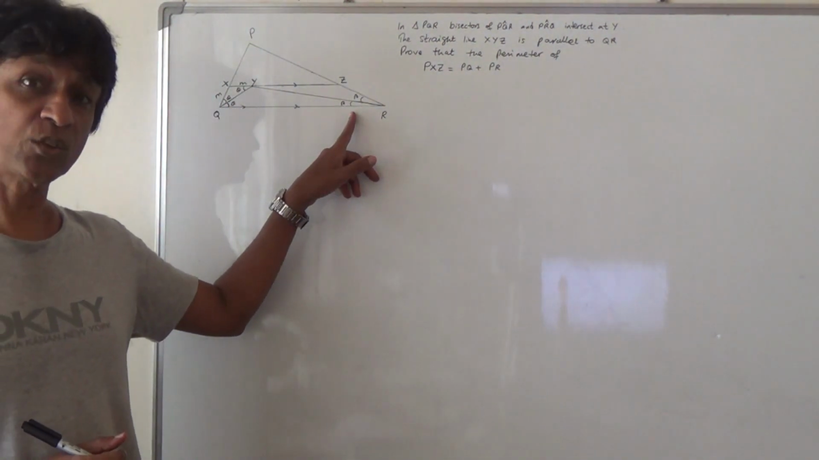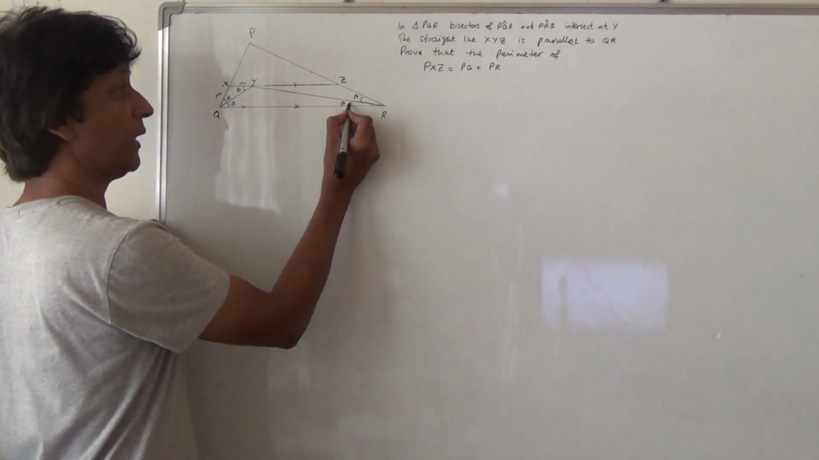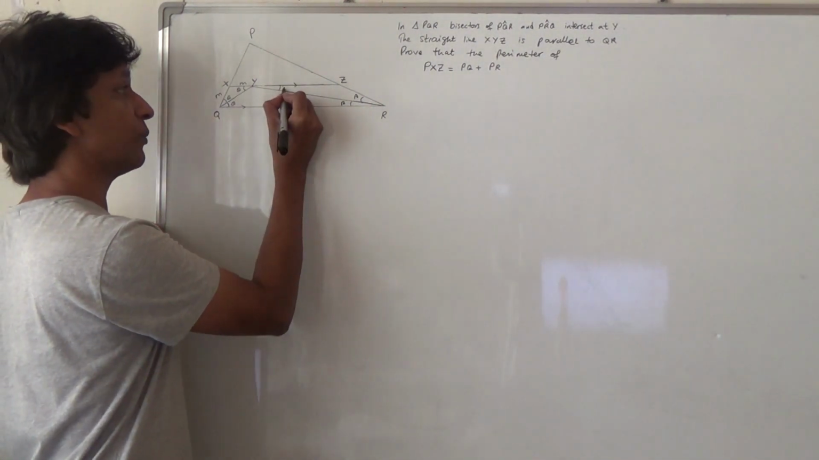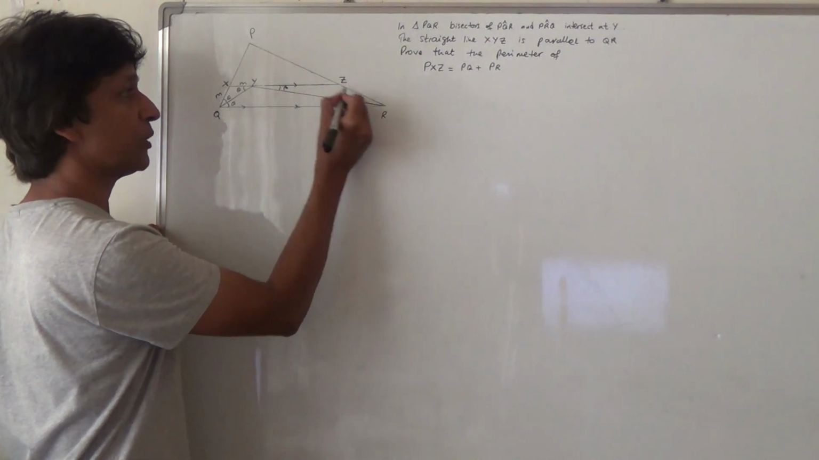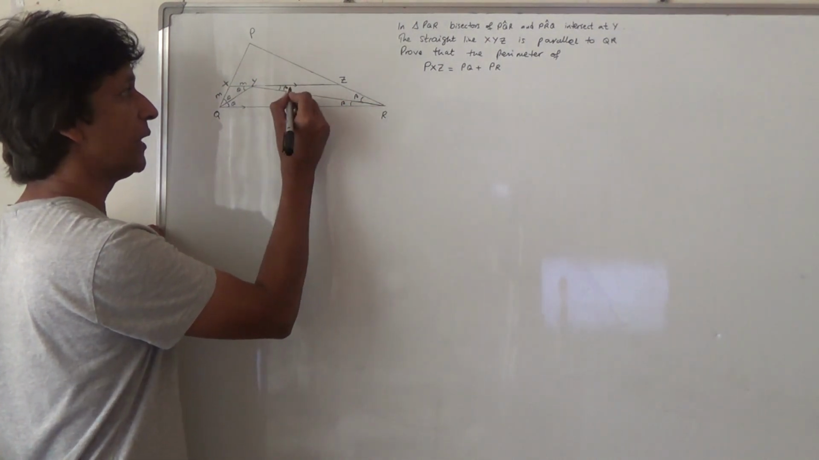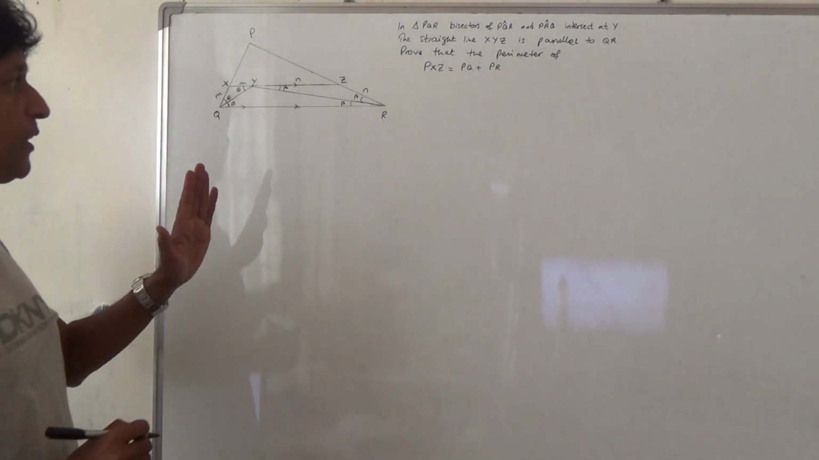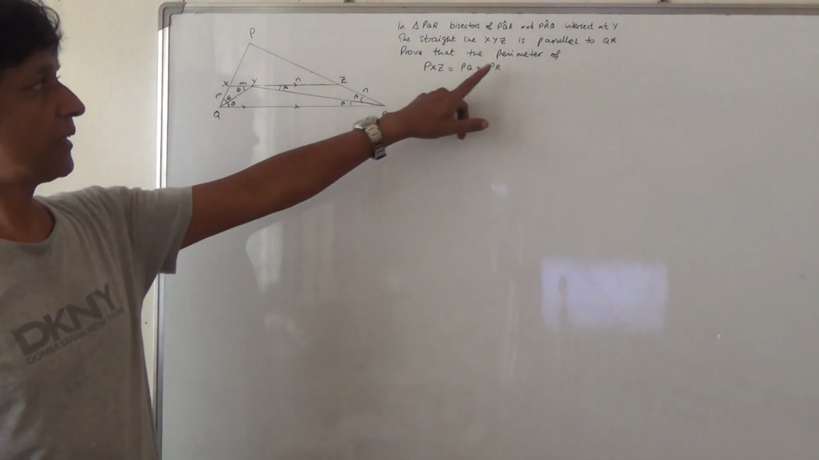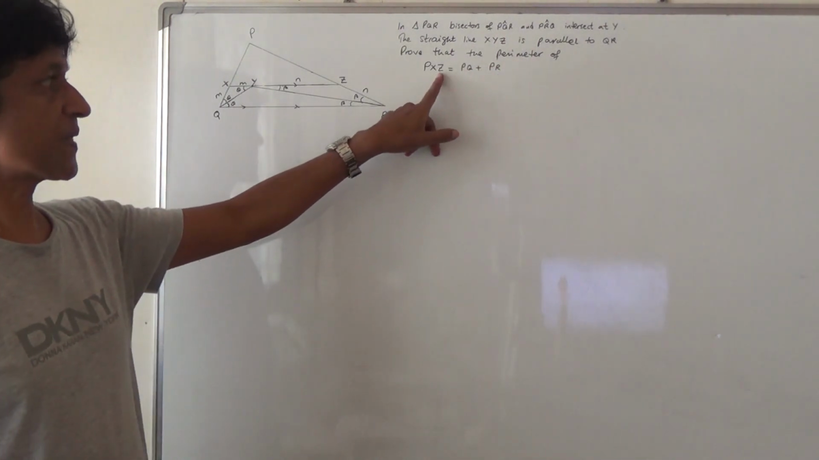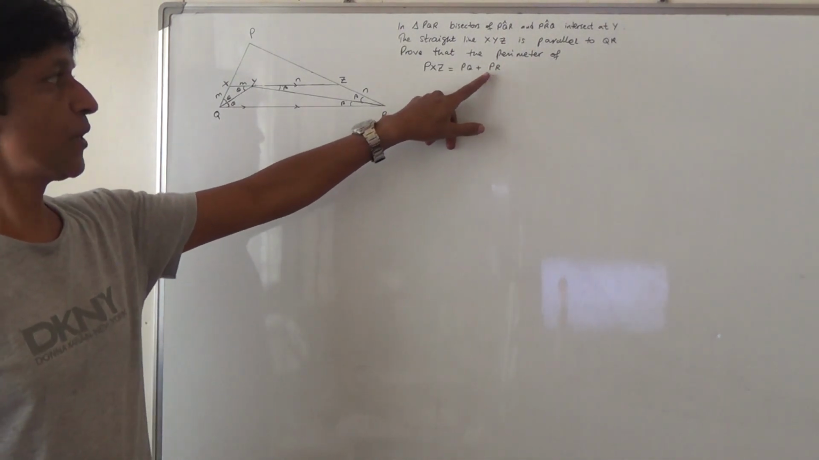Here we've got a similar story. If this is beta and there's a Z angle, this is going to be equal to beta. And you can see beta and beta, this one also is an isosceles triangle. And I make all this N and this is N. Now we need to prove that the perimeter of PXZ is equal to PQ plus PR.